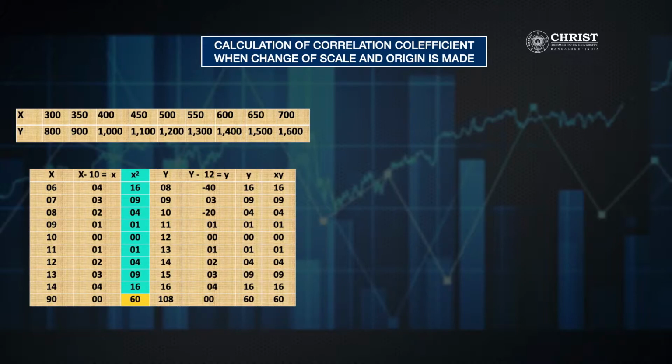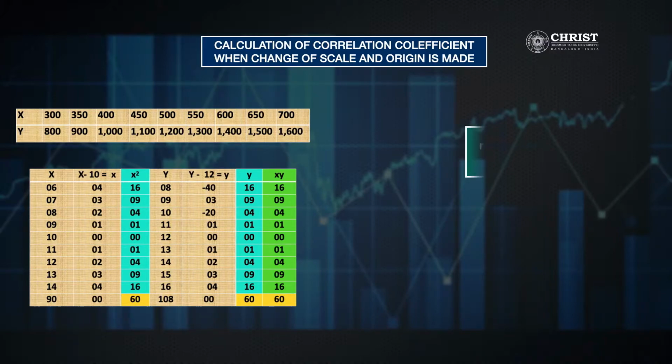Similarly for the y series, you have to calculate the mean, and you will get it as 12. So you have to take the deviations, that is the small y. Then you have to take the square of those values: 16, 9, 4, 1, 0, 1, 4, 9, 16. Total is 60. Similarly, you have to calculate xy, that is deviation of x into deviation of y: 16, 9, 4, 1, 0, 1, 4, 9, 16. Total is 60.